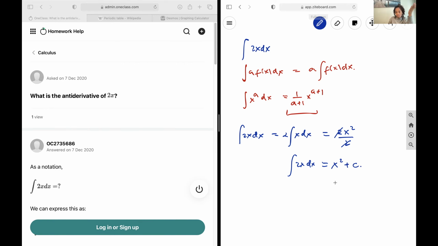If you want to ensure that this answer is correct, just take the derivative here. And so it will become 2x leaving the 1 and then the c would cancel because you're taking the derivative and it's a constant. And so this is going to be your final answer.